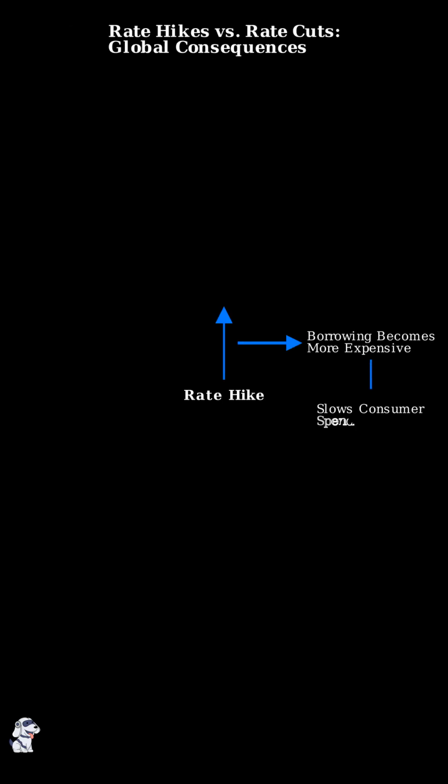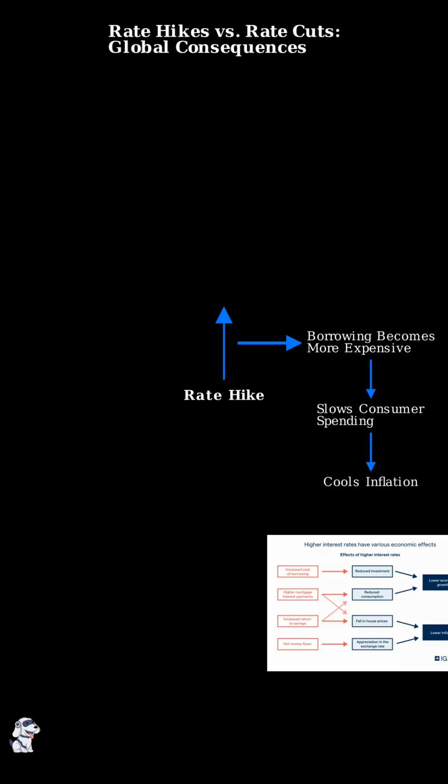When the Federal Reserve raises interest rates, borrowing becomes more expensive across the economy. Imagine a family planning to buy a home. Their mortgage payments would increase, making them think twice about spending. This slows down consumer spending overall, which can help cool down inflation by reducing demand for goods and services.